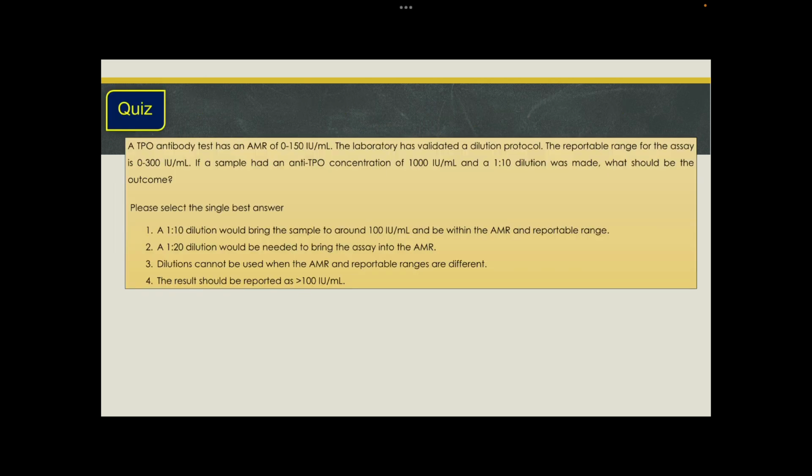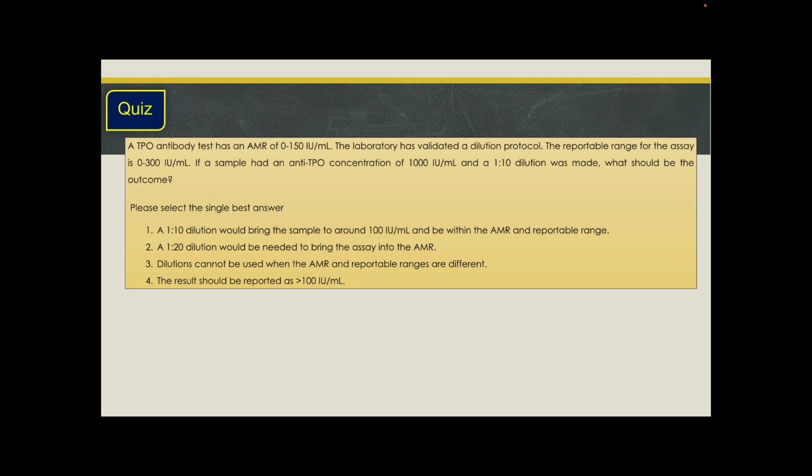A TPO antibody test has an AMR of 0 to 150 IU/ml. The laboratory has validated a dilution protocol. The reportable range for the assay is 0-300 IU/ml. If a sample had an anti-TPO concentration of 1000 IU/ml and a 1:10 dilution was made, what should be the outcome? Please select the single best answer.